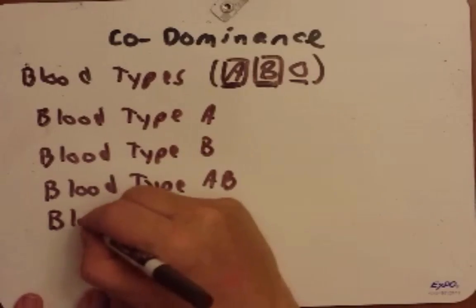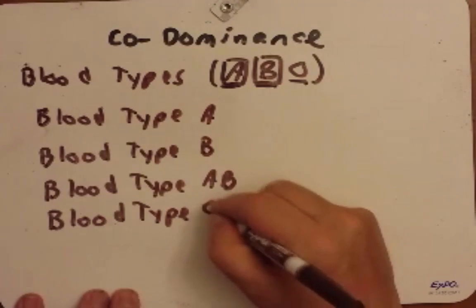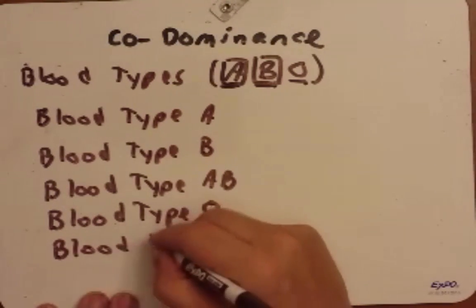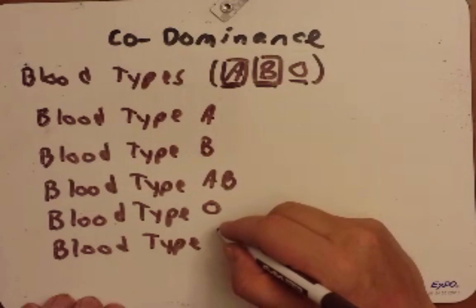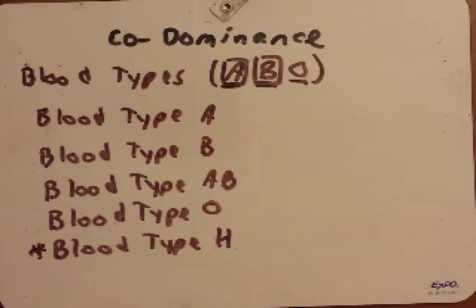Oh, and we might as well put down this fourth one just so we don't forget. There's blood type O. And to keep you coming back for more, I'm going to tell you about another blood type that is something different than A, B, AB, or O, and we're going to call it blood type H. But you have to come back to learn more about that later on. Okay, but let's focus on A and B so we can explain codominance.